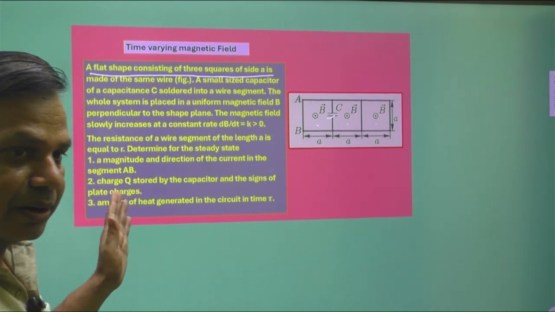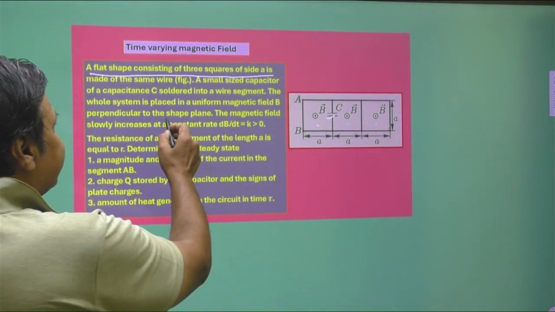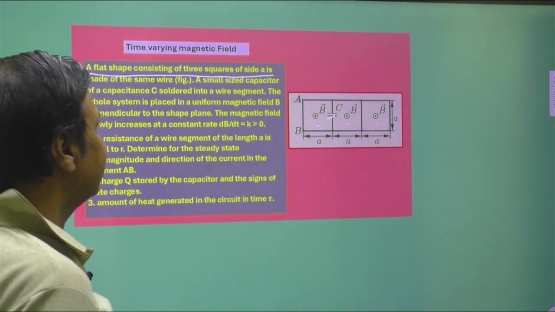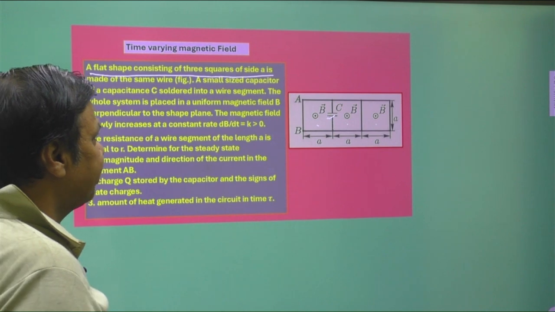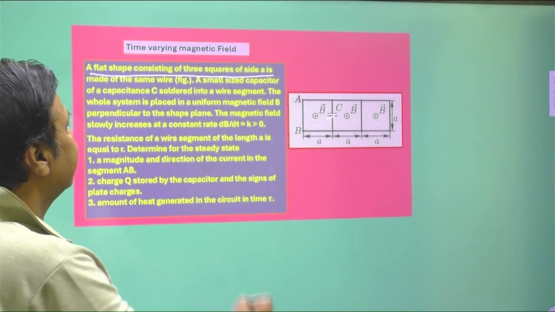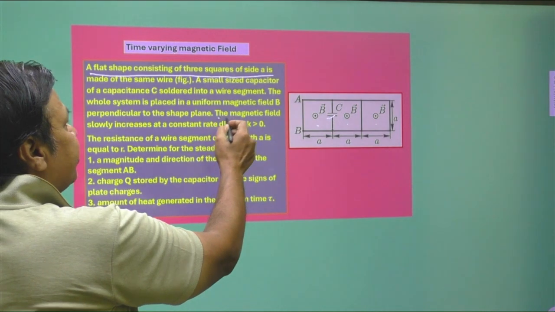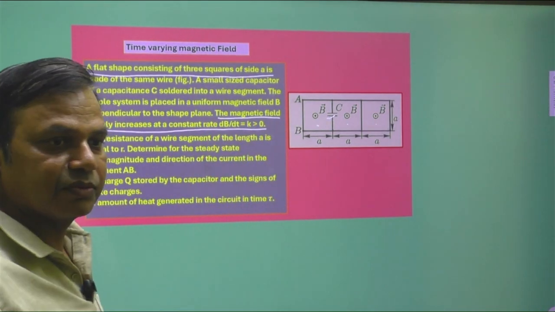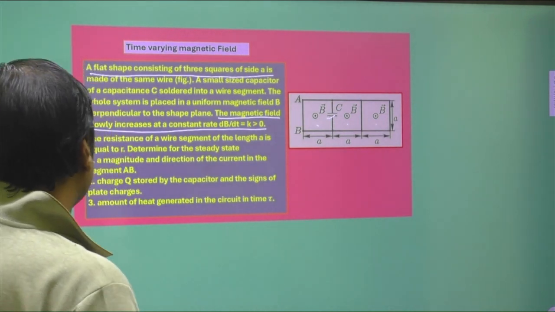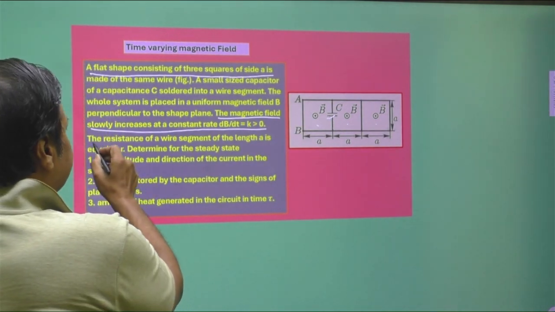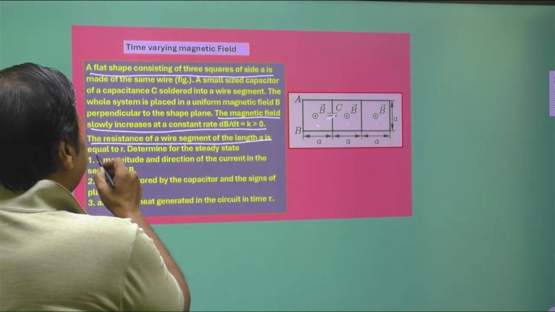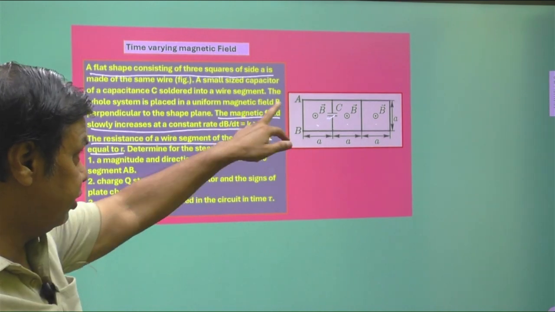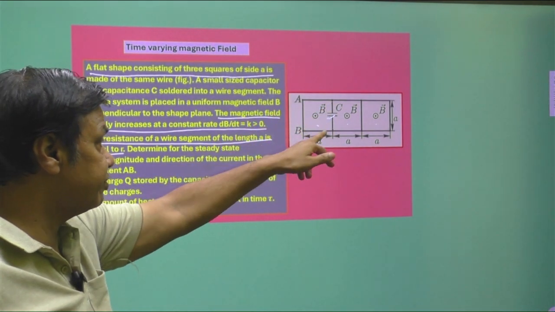perpendicular to the shape plane, that means in this direction. The symbol is already provided for the direction of the magnetic field, and the magnetic field slowly increases at a constant rate K. So dB by dt is K, and K is of course positive. The resistance of the wire segment of length A is equal to R. You can see here, each wire segment has a resistance R.